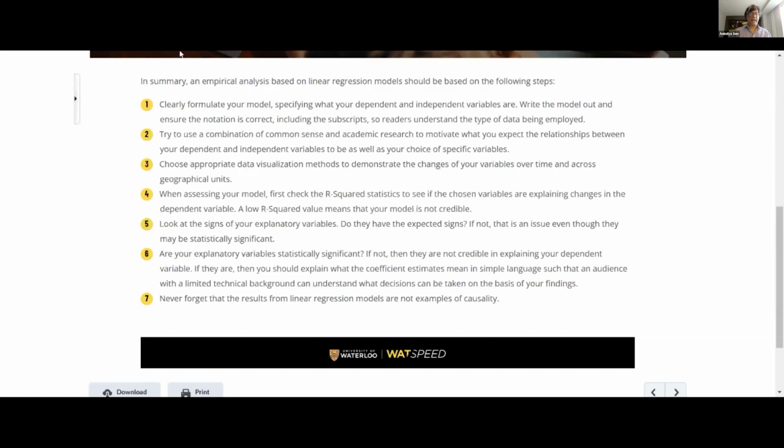Okay, so these are basic steps to keep in mind. Now what I'd like to do is go to an article I wrote. Ethan, just checking with you, can you see the article on my screen?